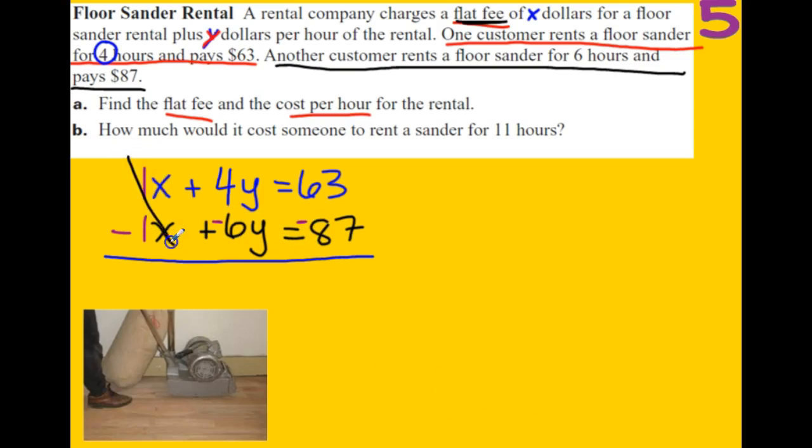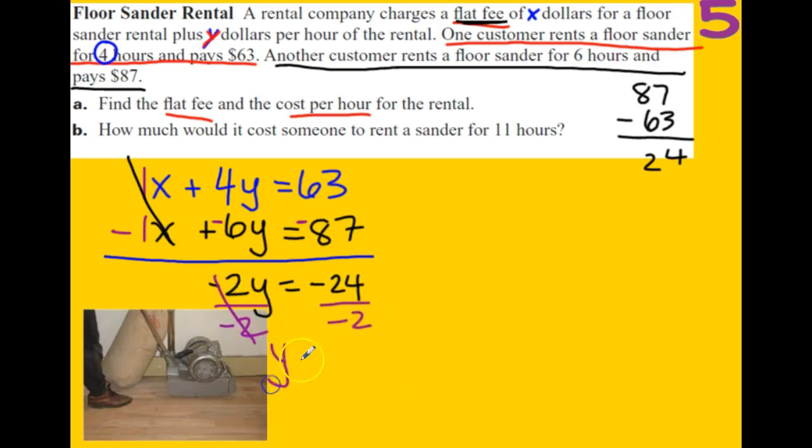So 1 minus 1 eliminates. 4 minus 6 is negative 2y. And 63 minus 87, I know it's going to be negative. These are different signs, so you're subtracting. You can really do 87 minus 63. That gives us 24. Or plug that in your calculator. And then divide by negative 2.